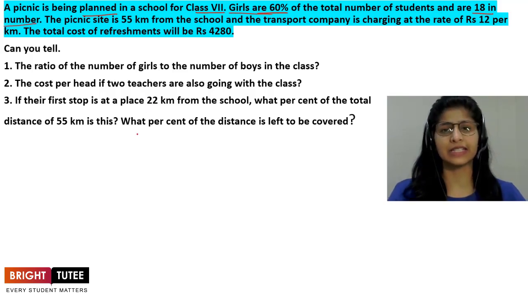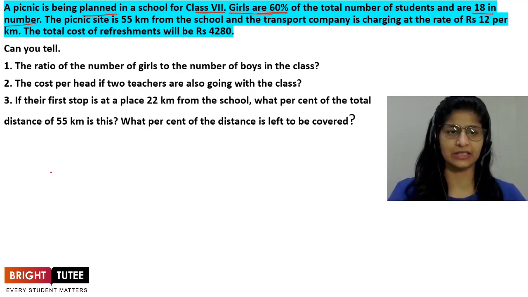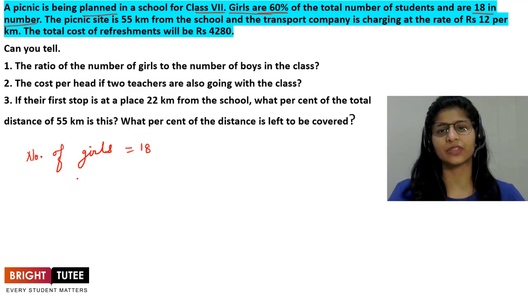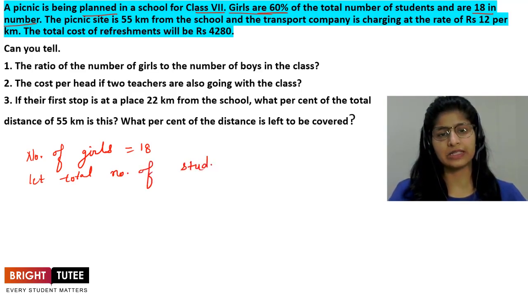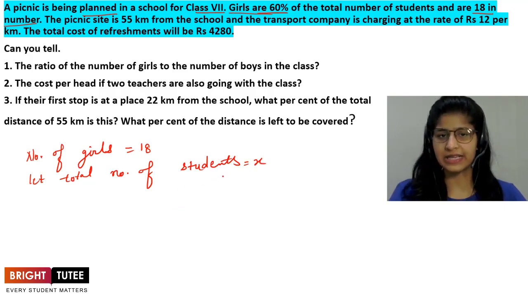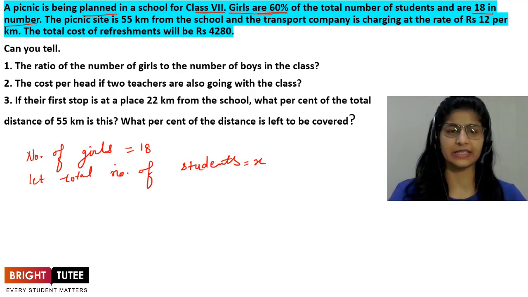That means the number of girls is given to us, that is 18. So we will write the given things. Number of girls, how much is it given? It is given as 18, and it is equal to 60% of the total number of students. So we'll assume, let the total number of students be X.